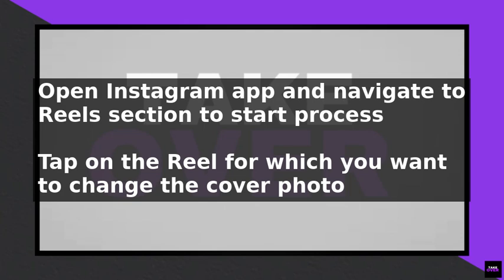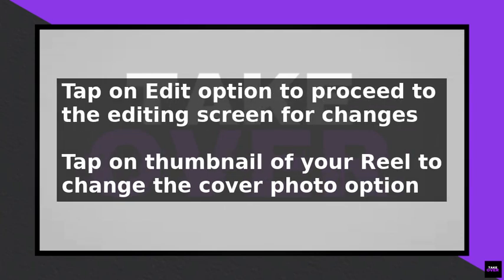On the editing screen, you will see a thumbnail of your reel at the top. Tap on this thumbnail to change the cover photo. You will now see a screen with several options, including a slider that allows you to choose a specific frame from your reel as the cover photo.